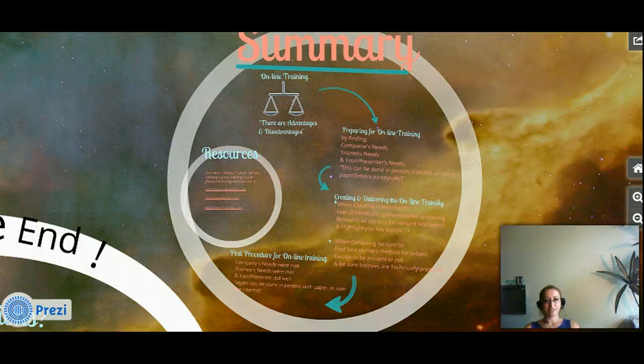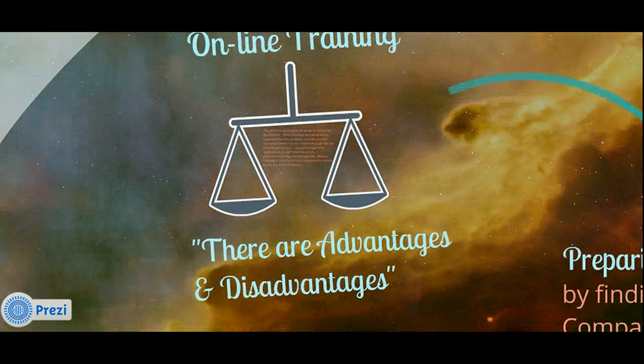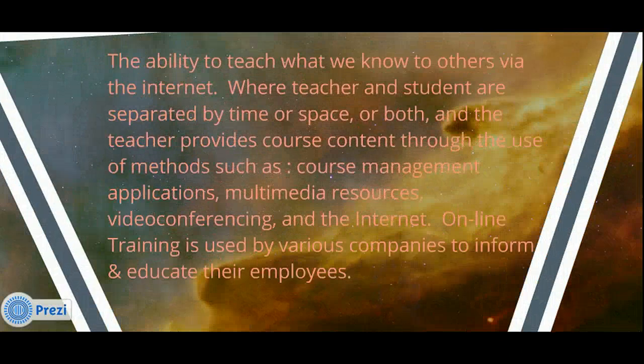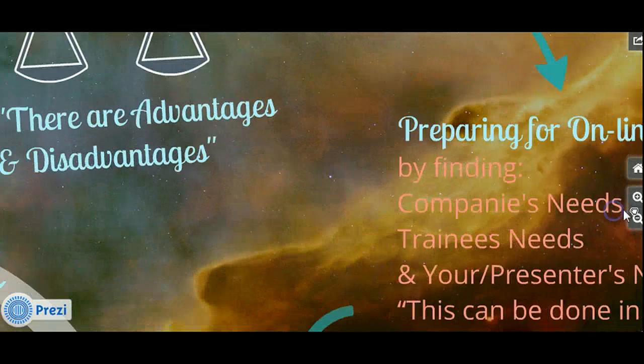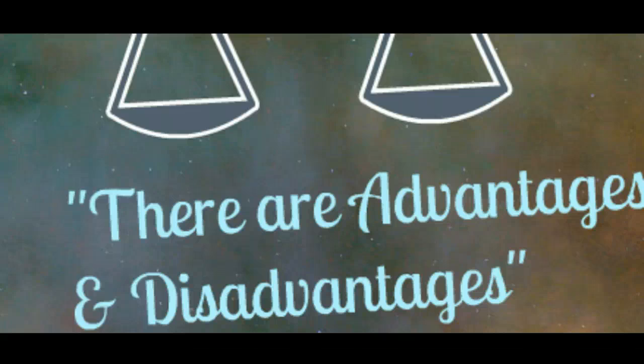Now for the summary. Online training is the ability to teach what we know to others via the internet, where teachers and students are separated by space or time or both, and the teacher provides course contents through the use of methods such as course management applications, multimedia resources, video conferencing, and the internet. Online training is used by various companies to inform and educate their employees. There are advantages and disadvantages.